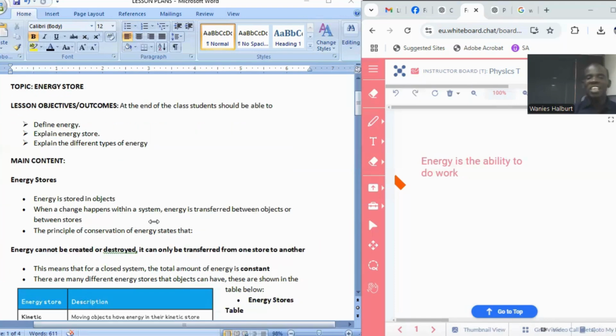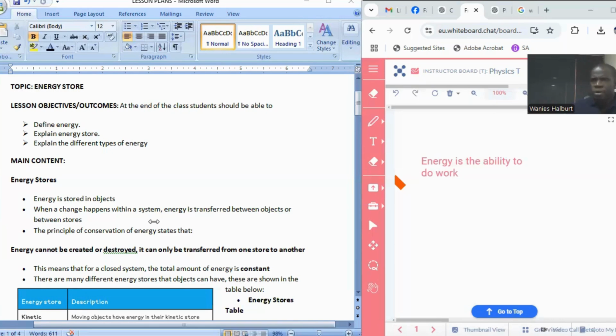Number one, energy is stored in objects. It's basic. When a change happens within a system, a system is an object or a group of objects that interact. When you hear the word system, it doesn't require that you have a big machine for it to become a system. No, a single object, or a group of objects that interact, that's a system. And so energy is stored in objects.